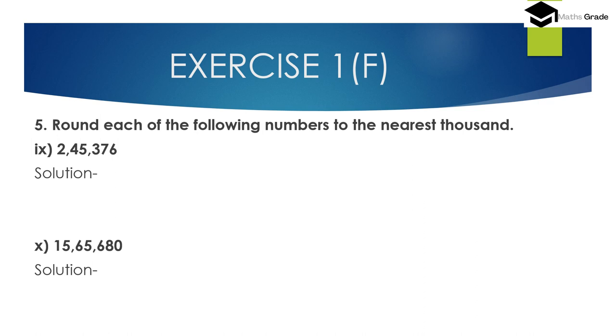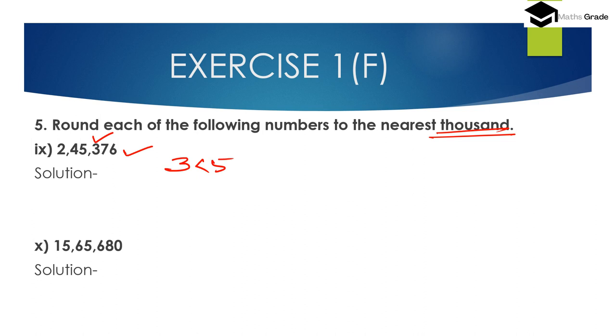Now question number 9th bit, 245,376. We have to round up this number 245,376 to the nearest 1000. When we round up any number to the nearest 1000, we first look at the hundreds place digit. Here the hundreds digit is 3, and 3 is less than 5. So don't add 1 to the thousands digit.